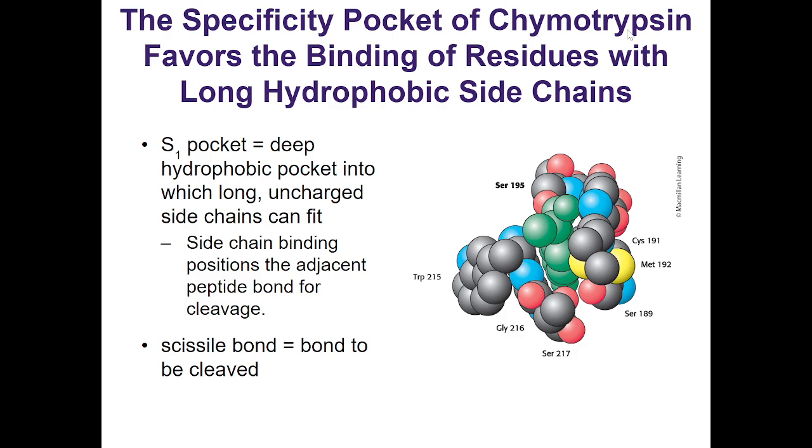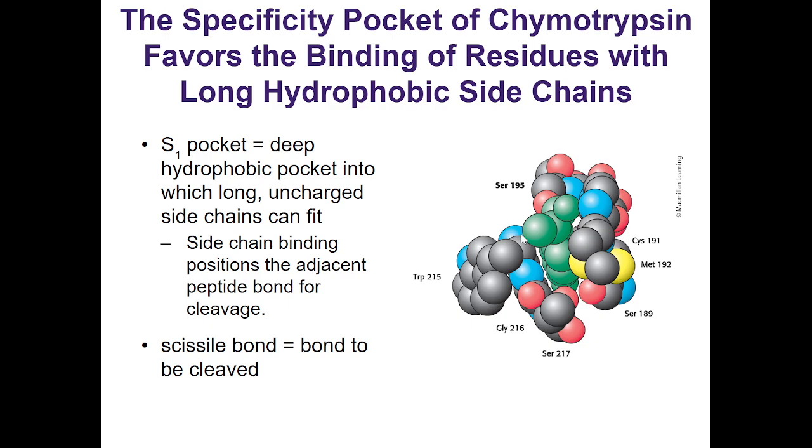Remember how when we looked at chymotrypsin, it only cleaves after certain amino acids, right? This is how that's being specified, the specificity of it. So the S1 pocket is going to be a deep hydrophobic pocket. We're actually seeing it right here, into which the long uncharged side chains can fit.